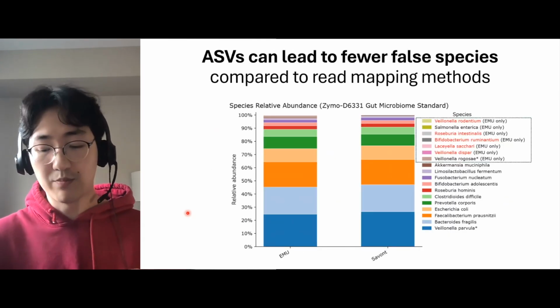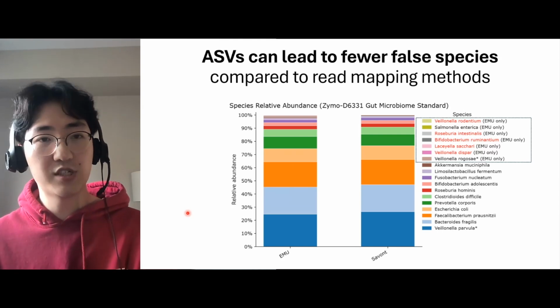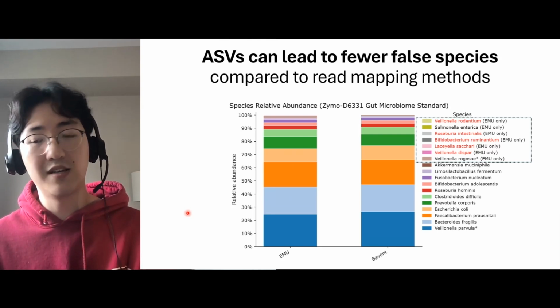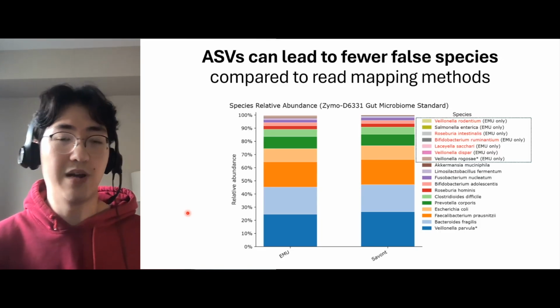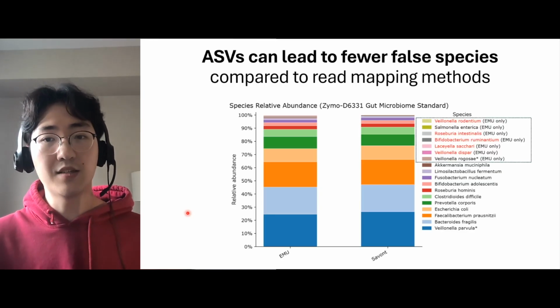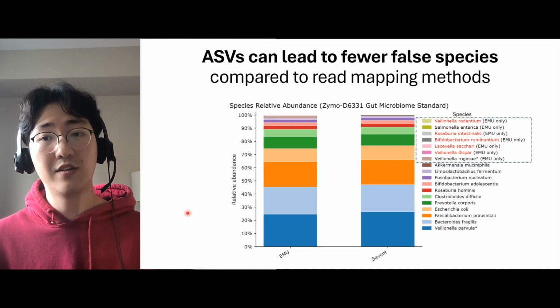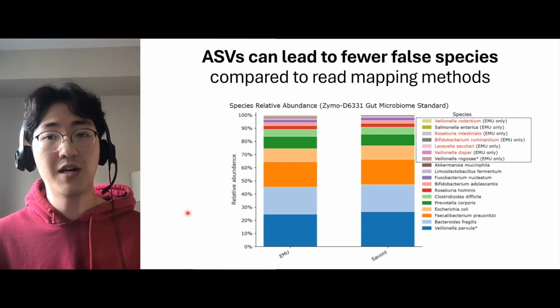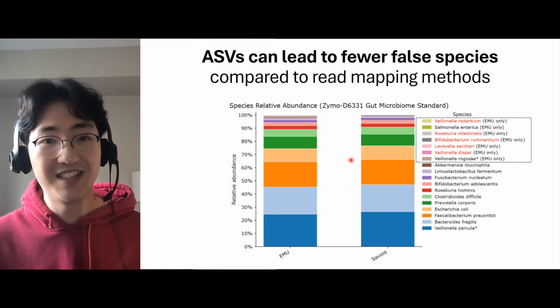And on the profiling side, so that was just ASV generation. Now I'm interested in capturing species based on the ASVs. What we found was that these ASV approaches can lead to fewer false positives than previous read mapping approaches. So the previous state-of-the-art, such as EMU, relies on mapping reads to the reference. But for these profiling methods, you get this long tail of low abundance false positives that we show over here, right? And with ASV methods, you're able to avoid some of this noise by denoising the amplicons beforehand.